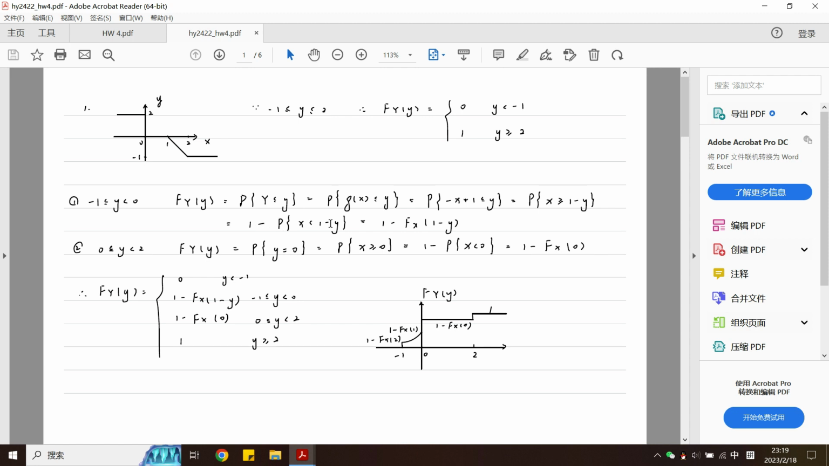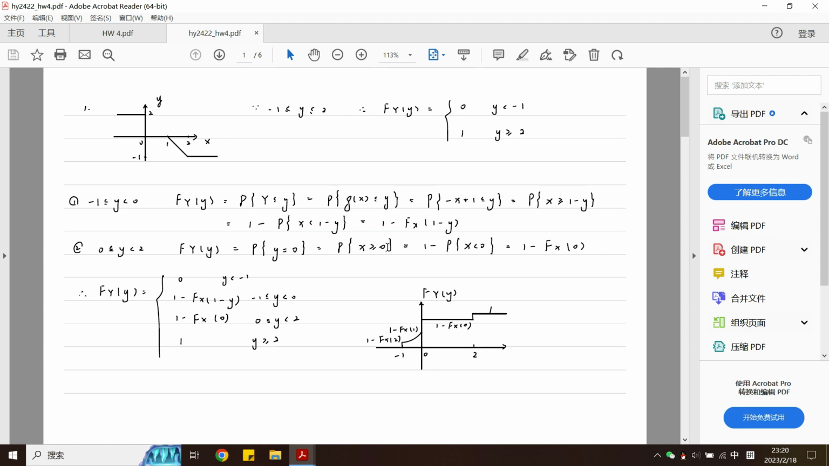So we put this into this formula, and then we get that big Fy equals to the probability that x is equal or larger than 1 minus y, which is also equal to 1 minus the probability that x is smaller than 1 minus y. And then we get big Fy based on big Fx, which is 1 minus big Fx(1 minus y). So we get big Fy for y ranging from negative 1 to 0. And also we can get big Fy for y ranging from 0 to 2.